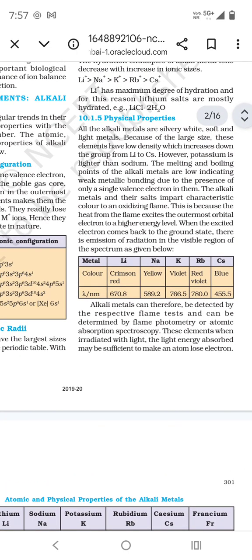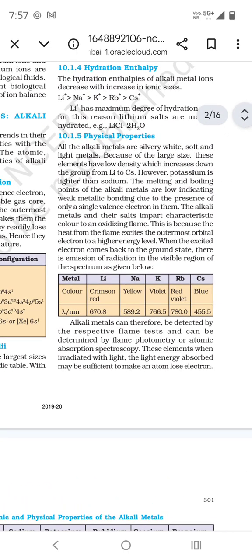Physical properties. All the alkali metals are silvery white, soft, and light metals. Because of the large size, these elements have low density, which increases down the group from lithium to cesium. However, potassium is lighter than sodium. The melting and boiling points of alkali metals are low, indicating weak metallic bonding due to the presence of only a single valence electron in them.